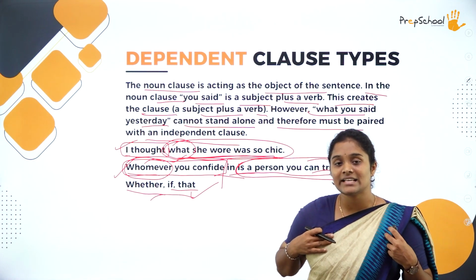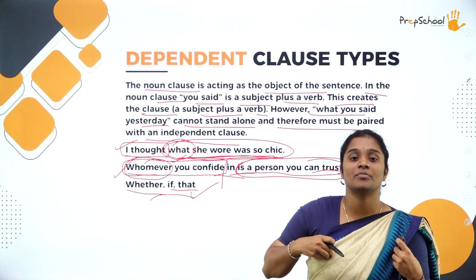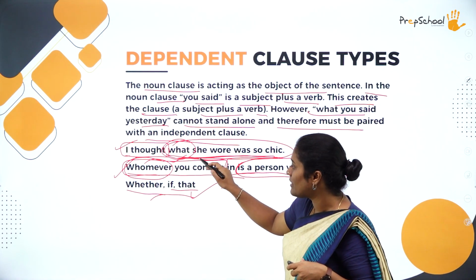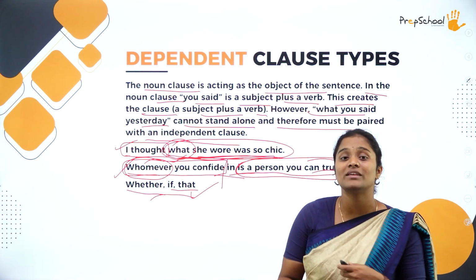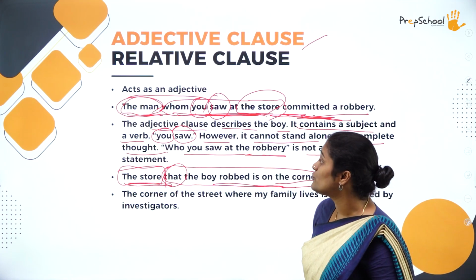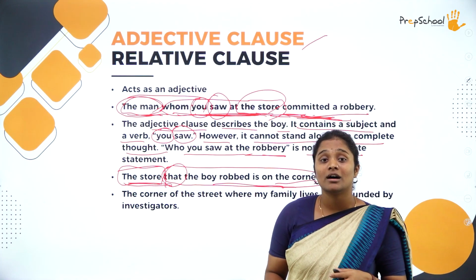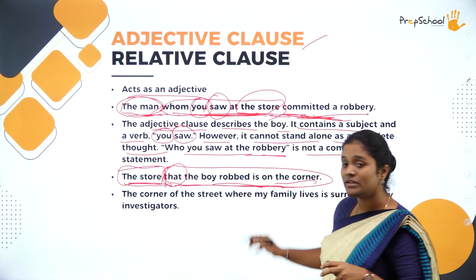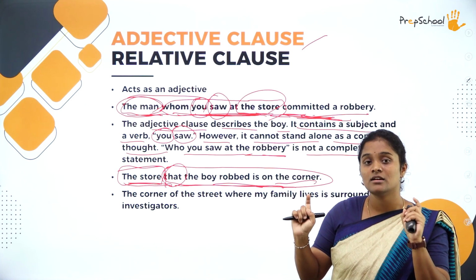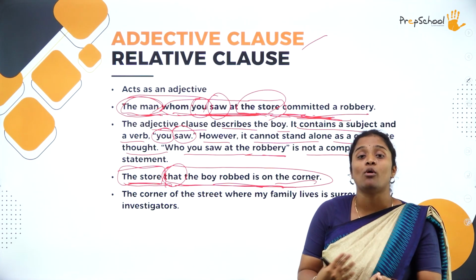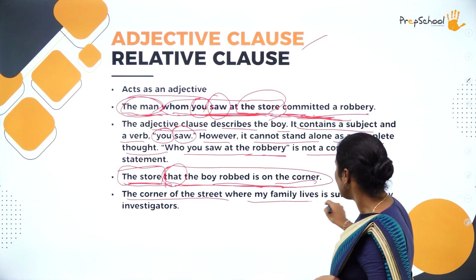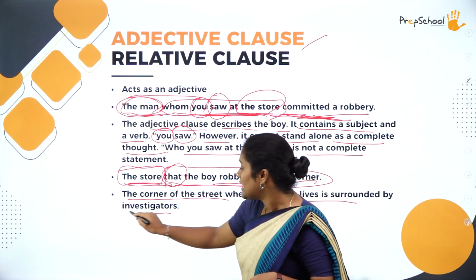You'll be asked in the exercise to probably fill in the appropriate clauses that make sense. I thought this would have a space, and you'll have to fill in the appropriate clause, or you'll have to identify the appropriate kind of clause it is. Which is the clause over here, which is the part of the sentence that is a clause, and what type of clause it is. Then, the corner of the street where my family lives is surrounded by investigators.